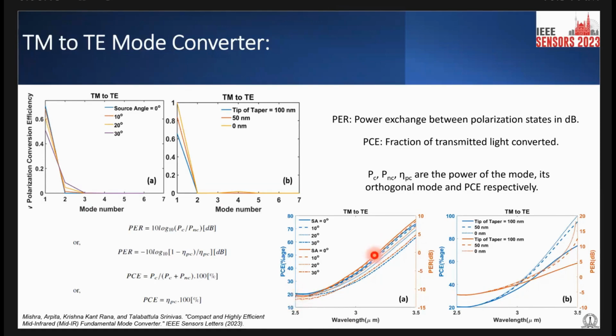But as the wavelength goes to 3 to 3.5 micron, it is getting higher, around 80%. And the same thing with the PER also.